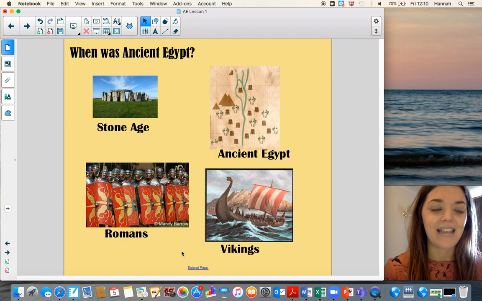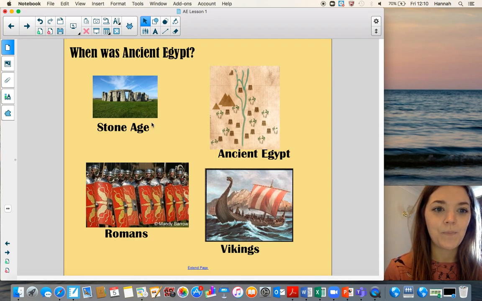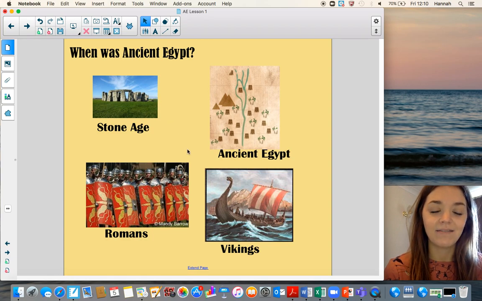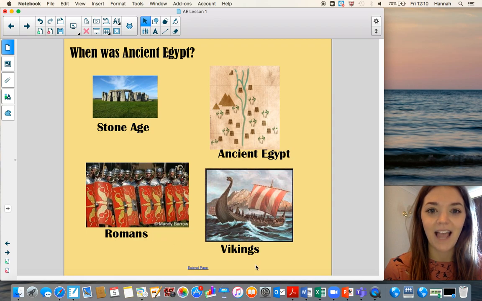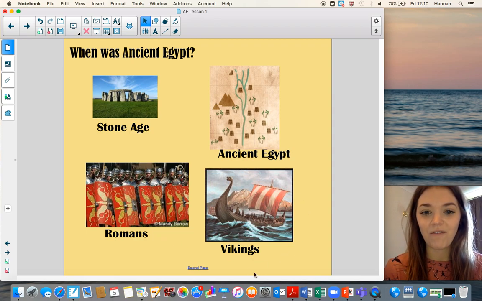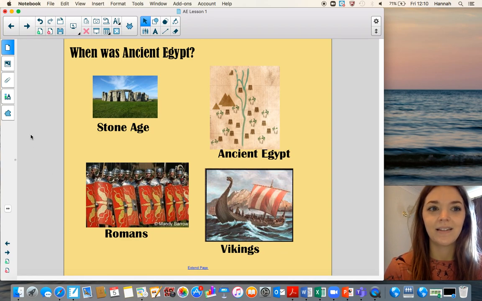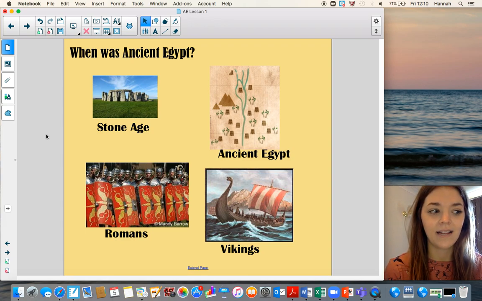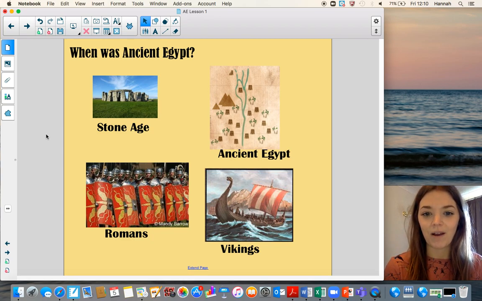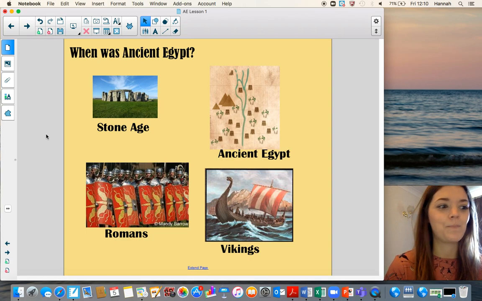So let's see how you got on. The first one is our Stone Age period. Then it was the ancient Egyptians, then our Romans, and then our Vikings. So our Vikings were the most recent time period. A little extra thing, if you want to do it as a little extra challenge, can you find out when each of those time periods were and maybe plot them on a timeline, but that's only a little extra challenge if you want it.